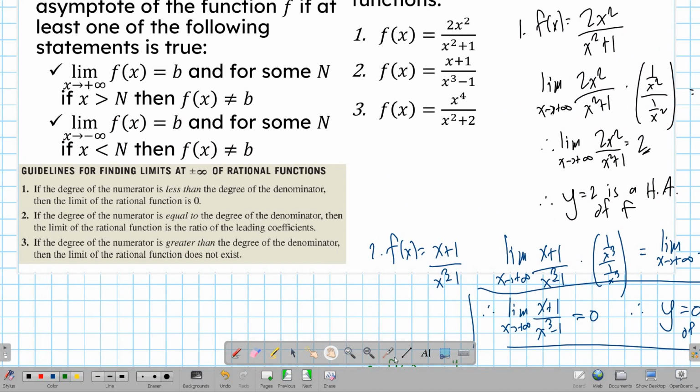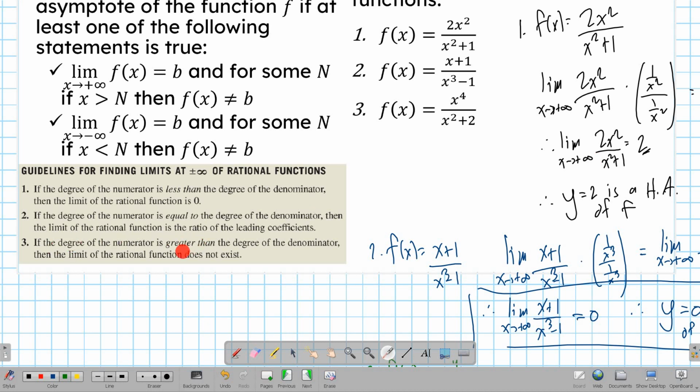Here, if the degrees of both the numerator and denominator are equal, then the limit of the rational function is the ratio of the leading coefficients. Since these are both 2, that's 2 over 1, which is equal to 2. That's why the limit, as we computed, is equal to 2.